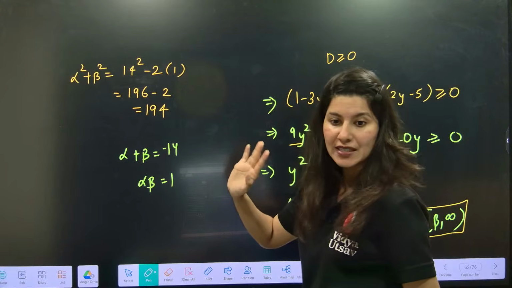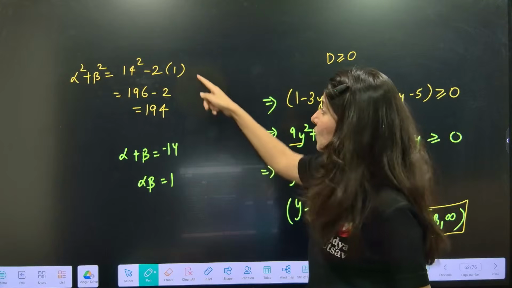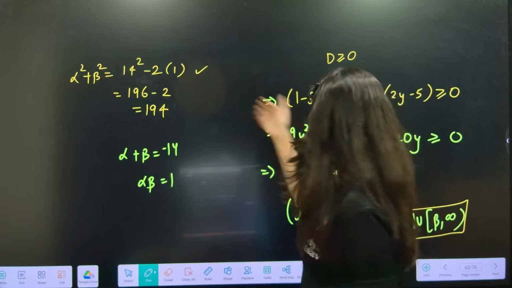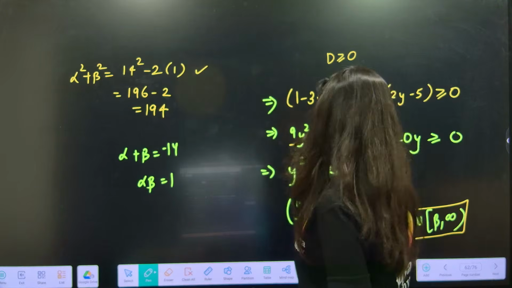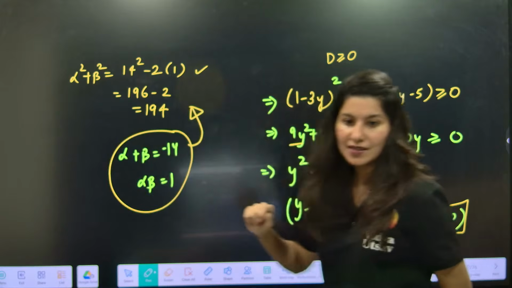So it will be what? Alpha square plus beta square is what we are looking for. So it will be alpha plus beta whole square minus 2 alpha beta. Remember quadratic equation, sum of squares of roots. Sum of roots is what? Minus 14. Product of roots is 1. Okay, you put the values, you will get 194 as the final answer.